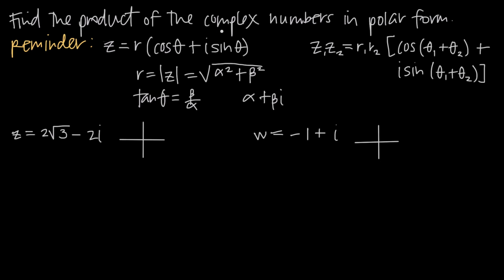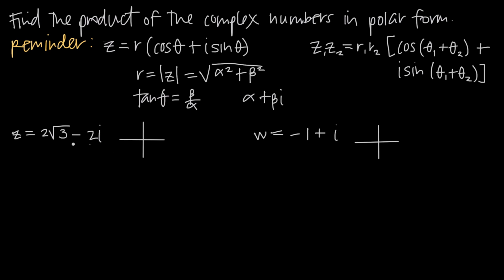Given two complex numbers, and remember a complex number is a number which is the sum or difference of a real number and an imaginary number. So for example, this is a complex number, z equals 2 root 3 minus 2i, where i is the imaginary number. 2 root 3 is the real part, and this negative 2i is the imaginary part. So we have the difference of a real number and an imaginary number, so z is a complex number.